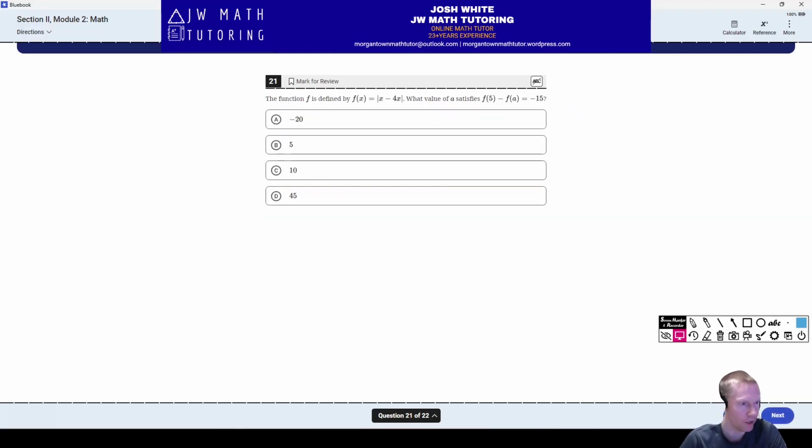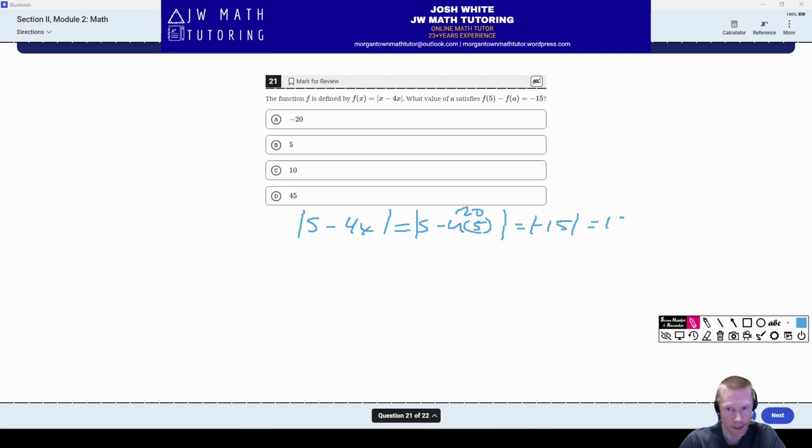All right, for number 21, here we have an absolute value function. And basically what they're saying here is when you plug in 5 for this, you get some number. So I'm just going to go ahead and calculate that out. So we get 5 minus 4 times 5. That's 20. 5 minus 20 is negative 15. Absolute value of that is 15.